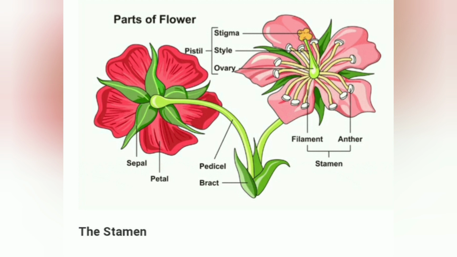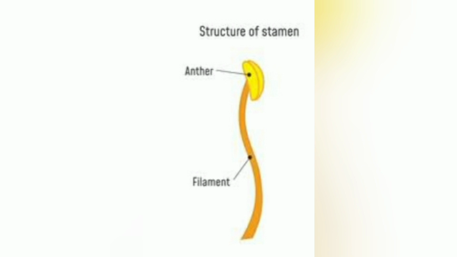During the process of fertilization, pollen lands on the stigma. A tube grows down the style and enters the ovary. Male reproductive cells travel down the tube and join with the ovule, fertilizing it. The fertilized ovule becomes the seed, and the ovary becomes the fruit.